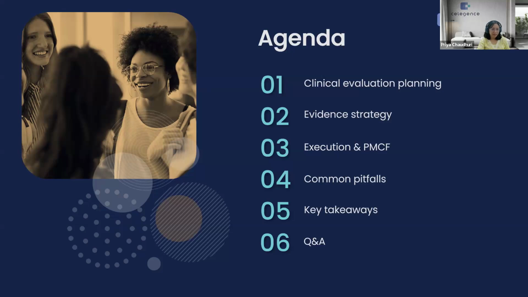We'll begin with the clinical evaluation planning, how to design the CEP to reflect the real-world device use and align with the GSPRs. Next, we will dive into the evidence strategy, including how to build a solid literature plan, appraise the clinical data, and define measurable performance endpoints. We'll move on to the execution of the CER and collection of the PMCF, the data analysis of the PMCF. And we'll talk about how and when of gathering real-world data post-market.